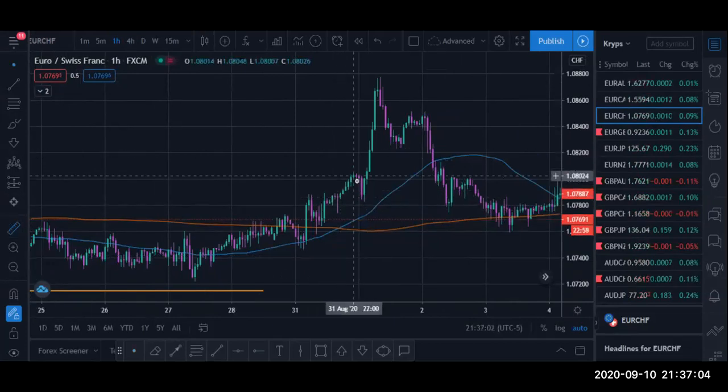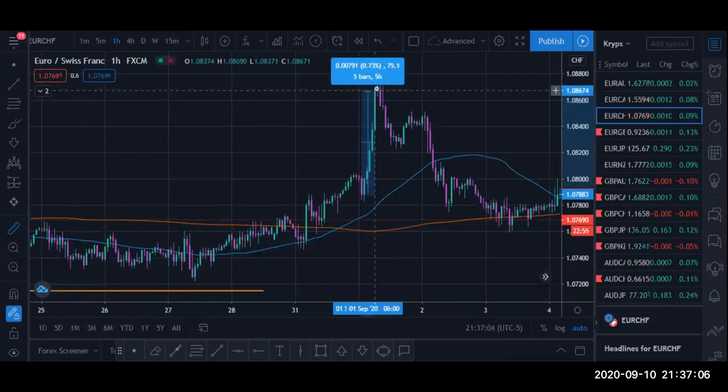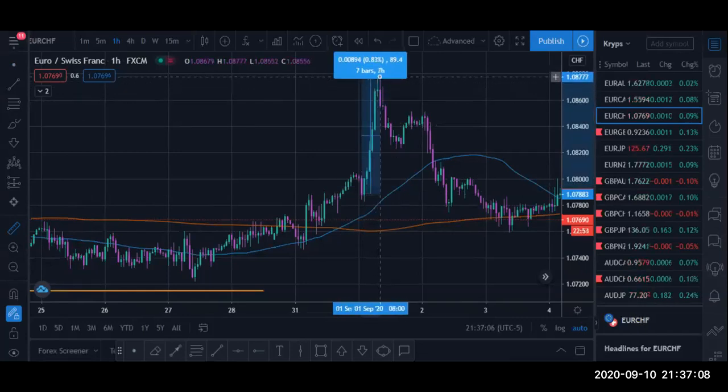Highly saucy. 100 pips. Yeah, about a 100 pip move. Highly saucy. But it's all good. What else I got cooking? What else I got?